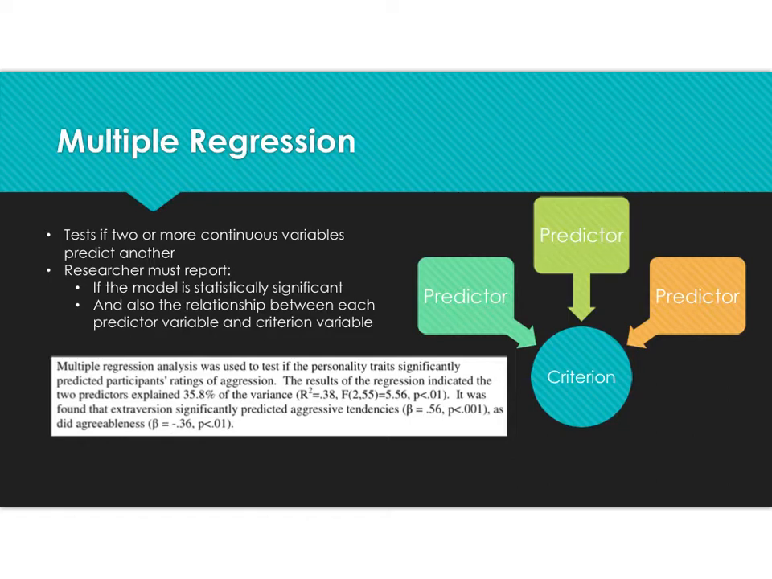So multiple regression is when you hypothesize that there are multiple different variables that might all influence one outcome.